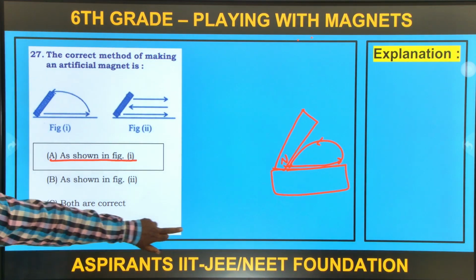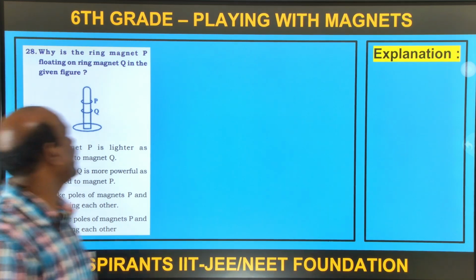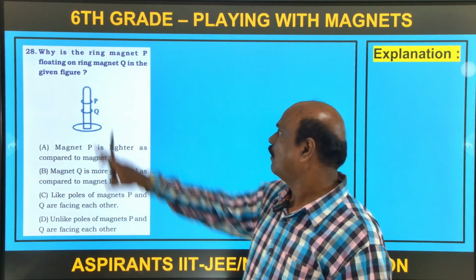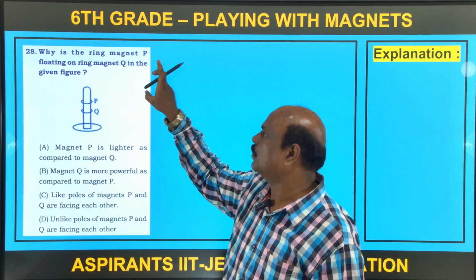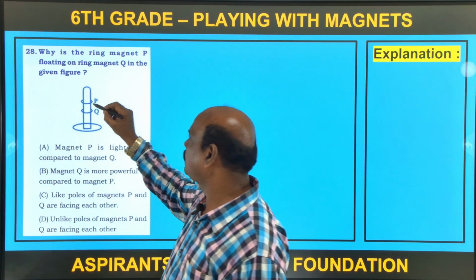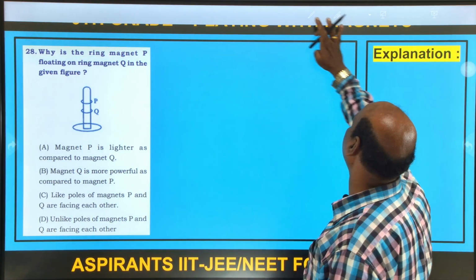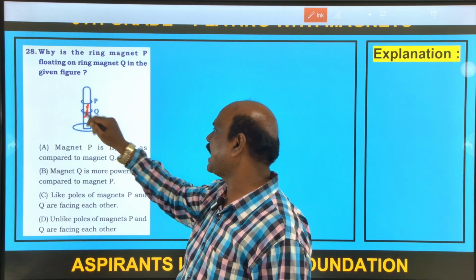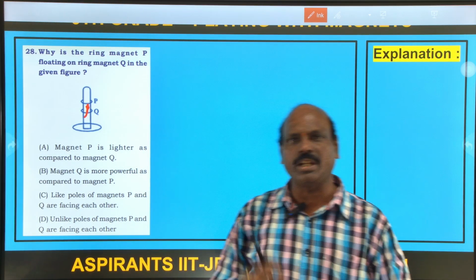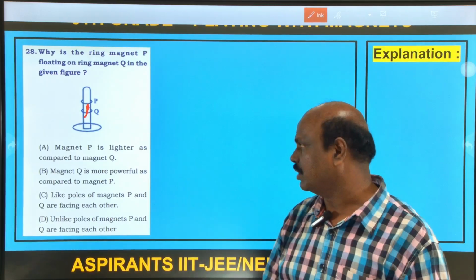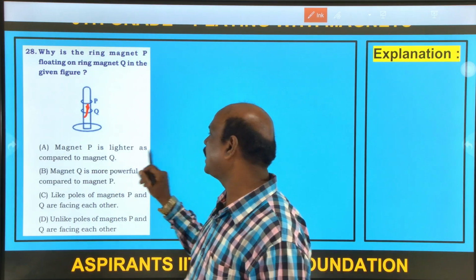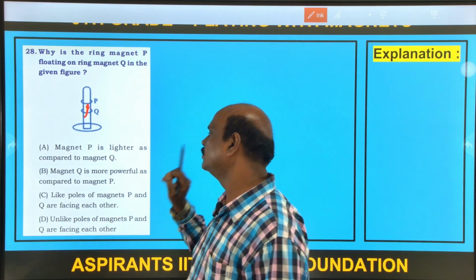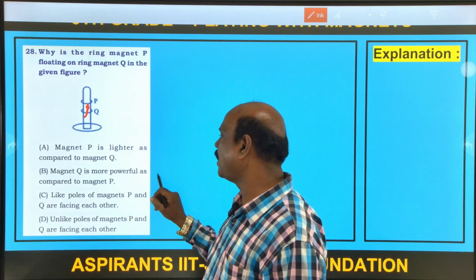Okay, next. Why does the ring magnet P float on a ring magnet Q in the given figure? Why are these both floating? They are not attracted to each other. Why are these both not attracting? As you know, it is only possible if they have like poles. So, is magnet P lighter as compared to Q? No. Is magnet Q more powerful as compared to P? No.